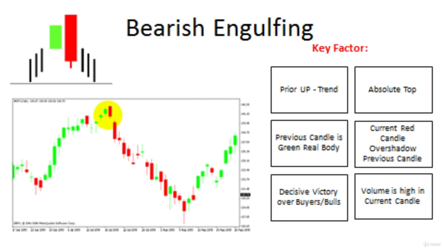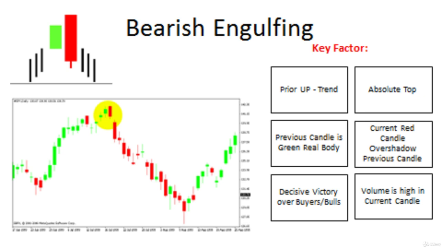Now we discuss the next pattern, called bearish engulfing. As you see the candlestick formation on your screen, there is a two candle pair at the absolute top. The first candle is a green real body candle, and the next candle, a big, large real body red candle, completely overshadows the previous green candle body. This means there is a decisive victory of bears over the bulls.